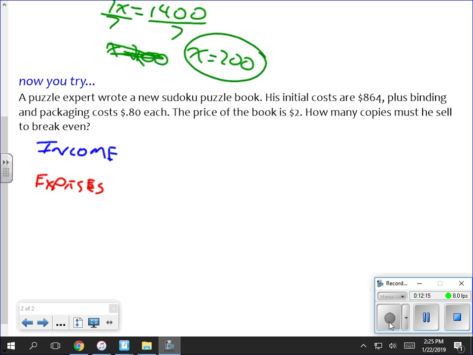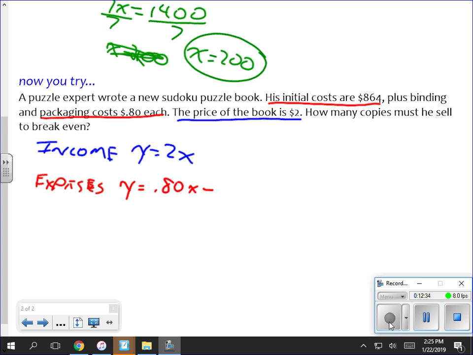Price of the book is $2. So for the income, Y equals 2x. Your initial cost is $864. Packaging is 80 cents each. Y equals 0.80x plus 864.